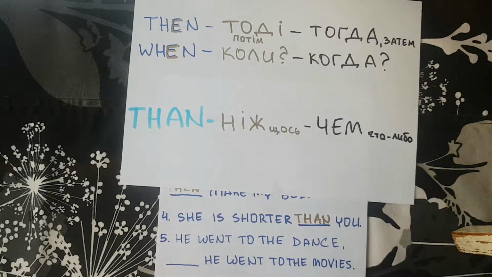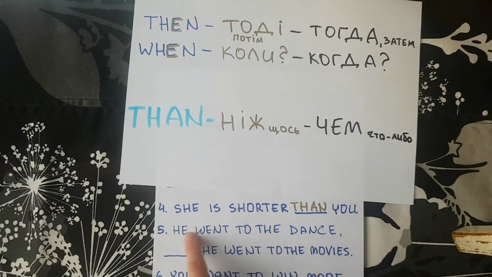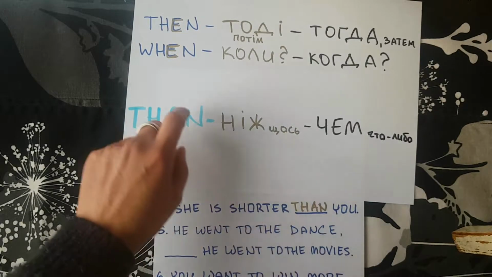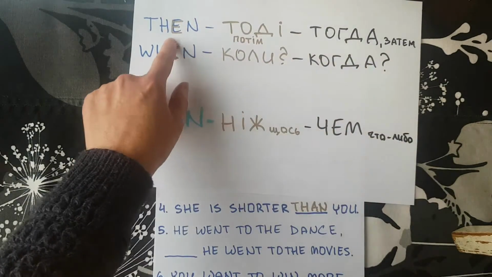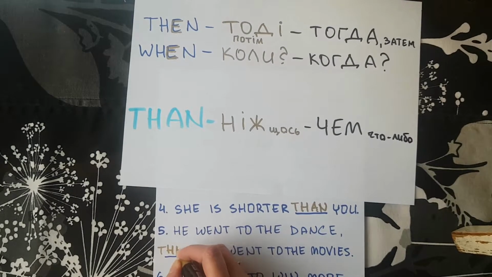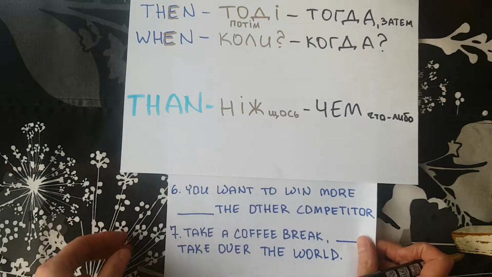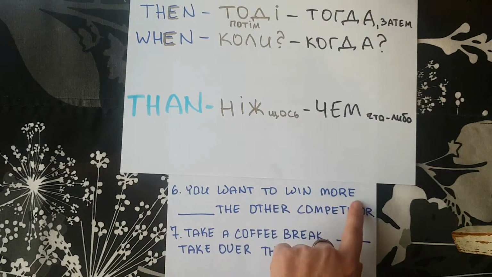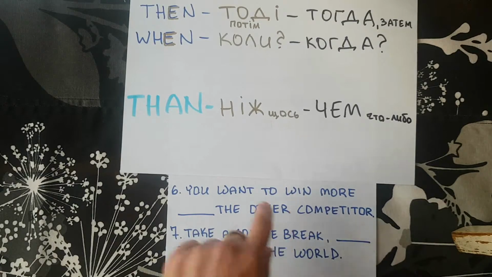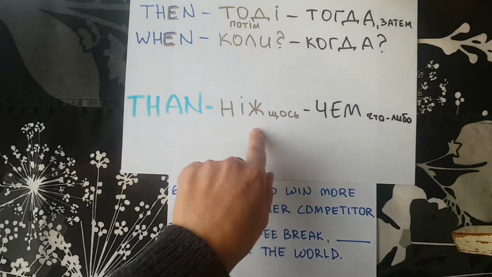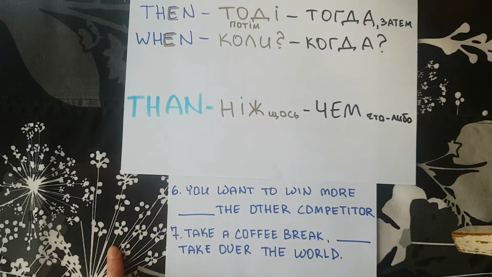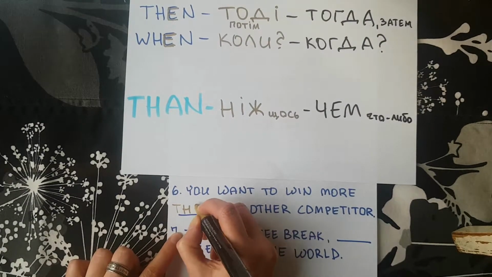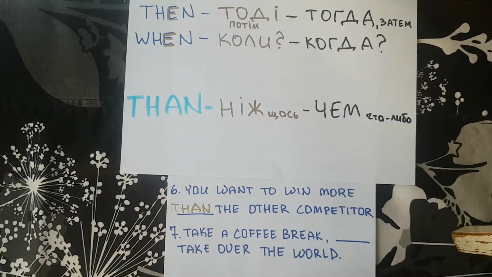Number 5. He went to the dance, then he went to the movies. When did he go to the dance? Right before the movies. So we're using then. There's an element of time. How about this one? You want to win more than the other competitors. This is the one when we compare. There's no time. We cannot say, when do you want to win? No, you just want to win more than the other competitors. So it's a comparison, and we use the open-mouthed than.